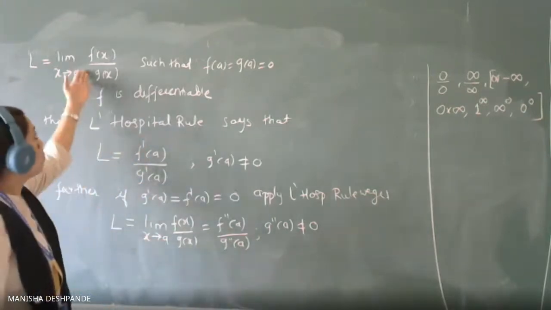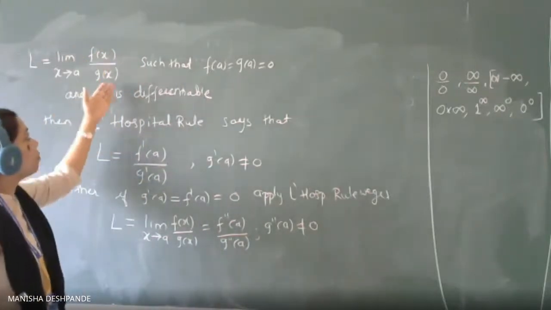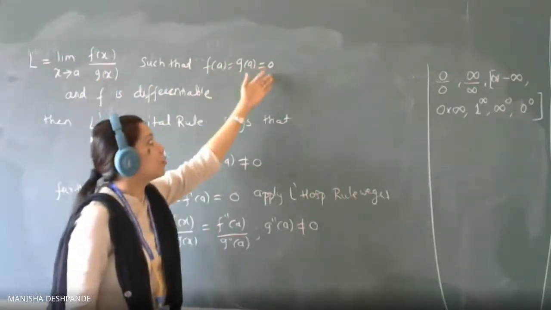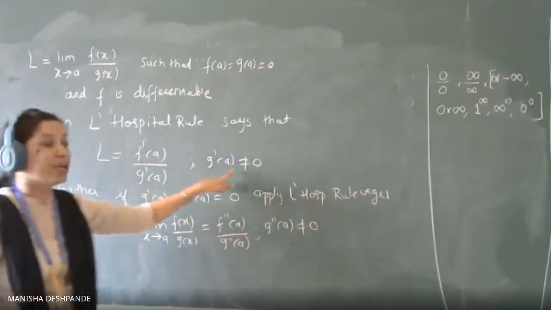They'll ask you: f of x is this, such that f of a and g of a are both 0, and the limit as x tends to a of f of x upon g of x. Then what is the answer? The answer is f dash of a by g dash of a, with g dash of a non-zero.